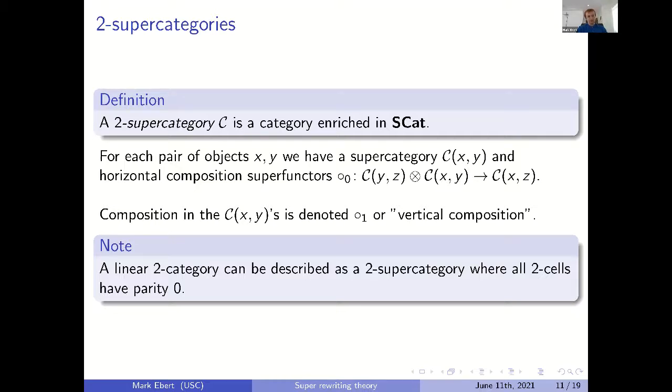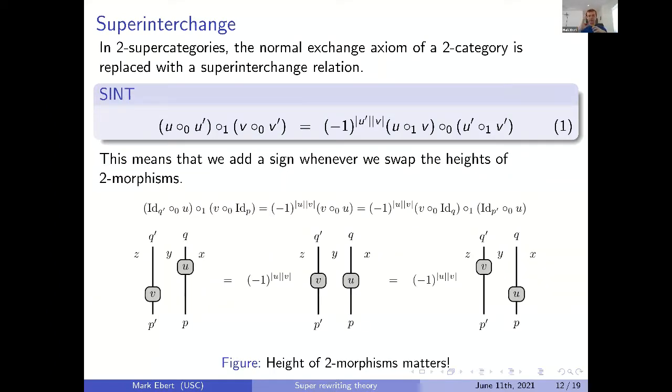So diagrammatically, the main difference when we're working with linear two categories and two supercategories is we have superinterchange instead of exchange. This adds a sign to the familiar exchange axioms of a two category. So diagrammatically, when we move U past V, we add this sign. Whereas before in a two category or a linear two category, there is no sign there.